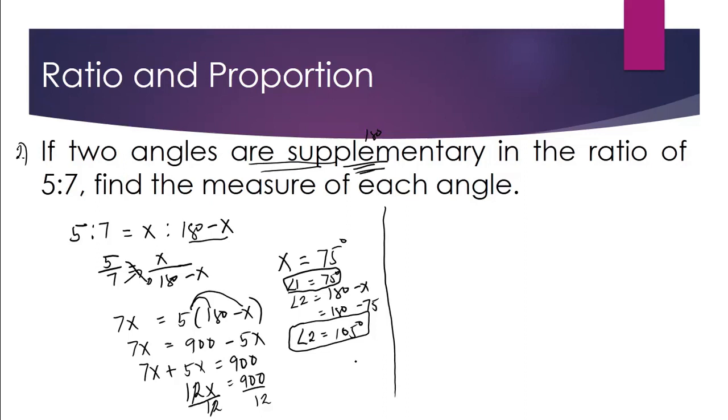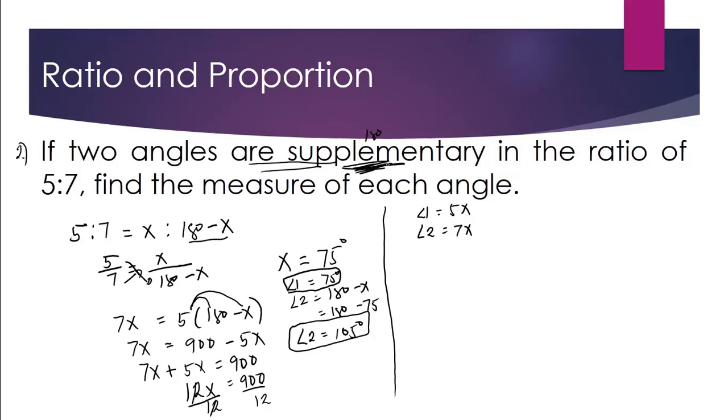Now, that is one way of solving this kind of problem. Now, let us have another way. If the ratio is 5:7, we can represent angle 1 as 5x, and then angle 2 will be 7x. We use the ratio 5:7. So, angle 1 is 5x, then angle 2 is 7x.